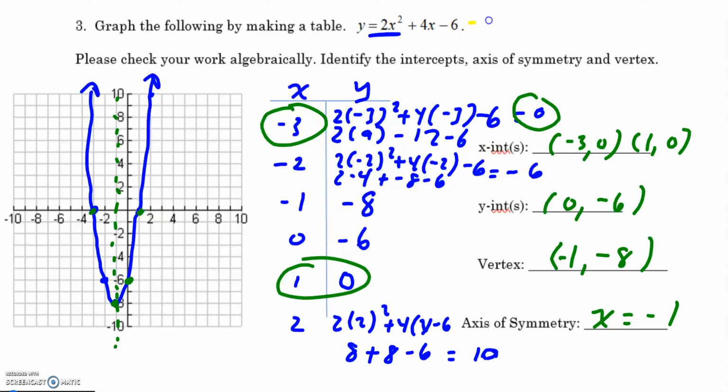If you're interested, you could have also factored this original problem. And if you had factored, you would also get these roots.